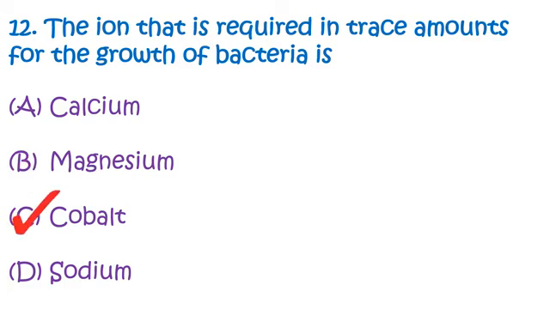Bacteria require a supply of inorganic salts. So there can be the requirement of the anions like the phosphate and sulfate anions, or it can be the cations like the sodium, potassium, magnesium, iron or calcium. But there is another ion called cobalt, which may be required only in trace amount for the betterment of the bacterial growth.